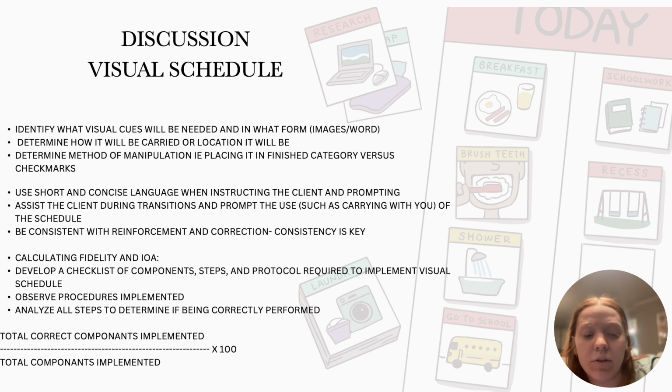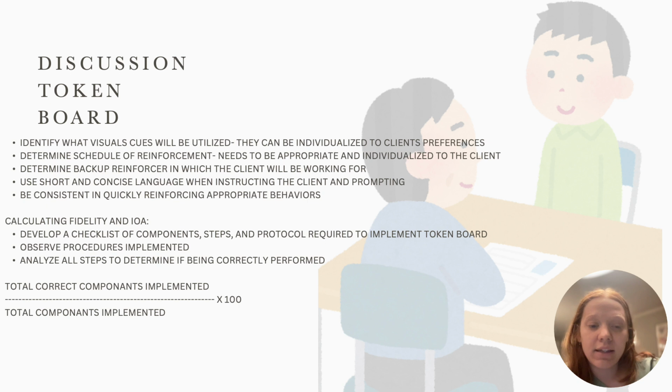We want to observe the registered behavioral technician or the parents and the procedures implemented and analyze these steps to determine if they are being correctly performed. This includes following the checklist, ensuring and prompting the client to move it to the finished category, etc. We're going to use the equation located at the bottom, total correct components implemented over total components implemented, multiplying that by 100 to get a percentage of the total correct components implemented. We will now begin discussing token boards.